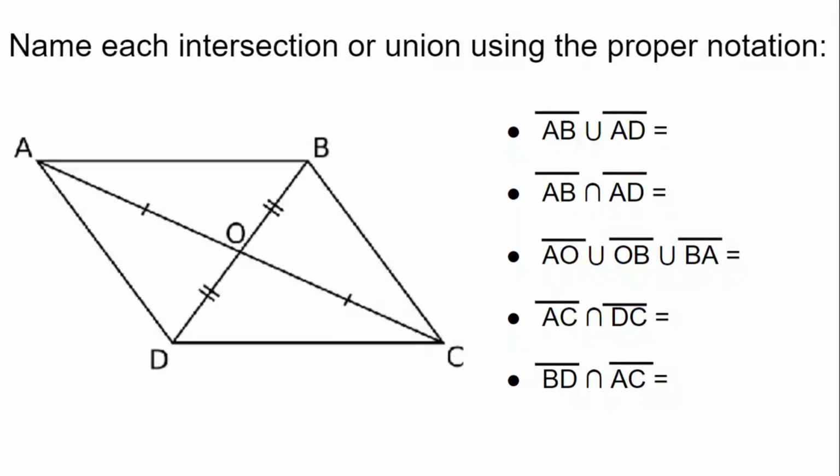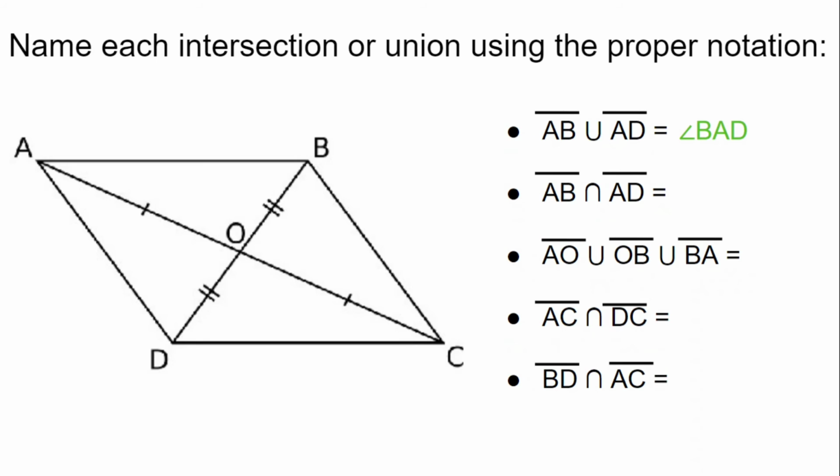Now we're going to use some of the concepts that we discussed in this video in order to answer a few questions. The main question here asks us to name each intersection or union using the proper notation. The diagram provided is of a parallelogram ABCD with diagonals AC and BD. The first question asks us what is the union of segment AB and segment AD. If you trace over the diagram, we see that it forms angle BAD.